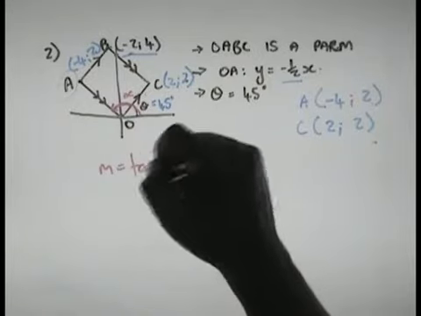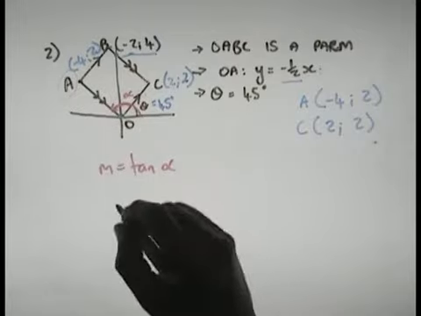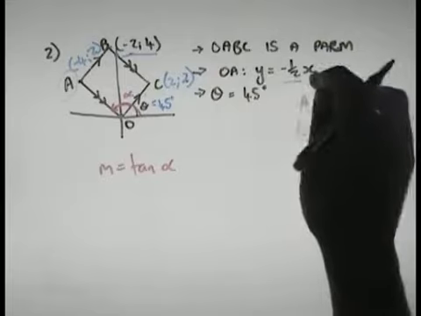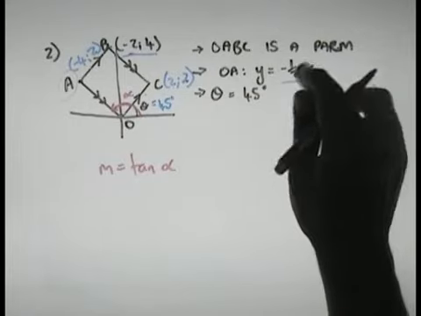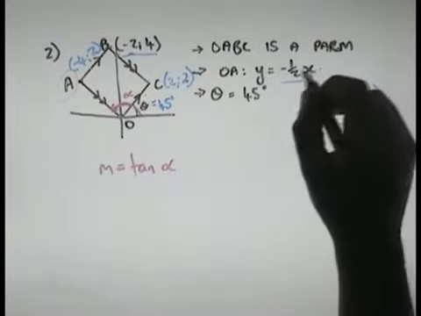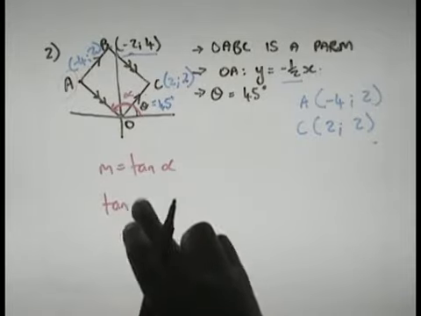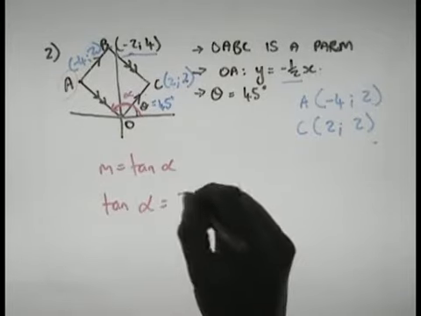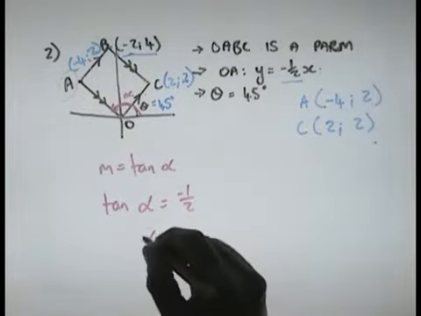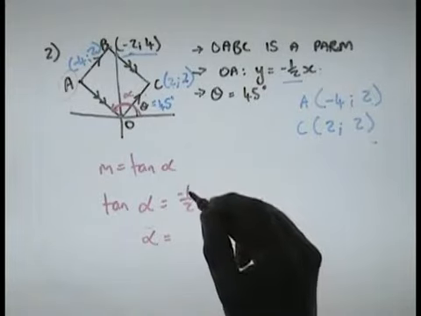Now alpha, to get alpha, we're going to need the gradient of AO. The gradient of AO or OA, remember the equation of OA is given by y is equal to -1 over 2x. That means that the gradient is -1 over 2. Tan alpha is equal to -1 over 2. That means that alpha is going to equal the inverse tan of that.